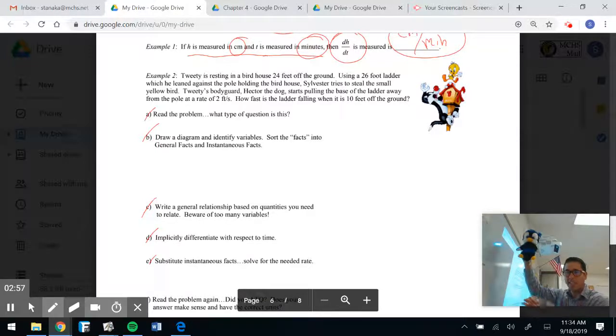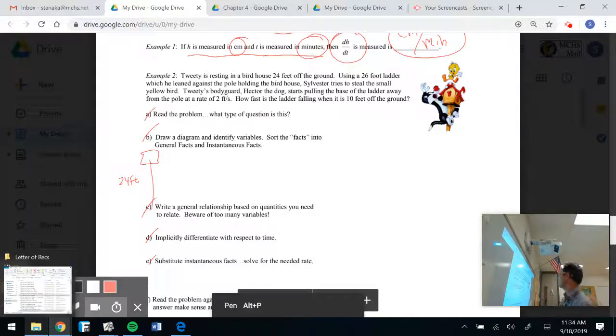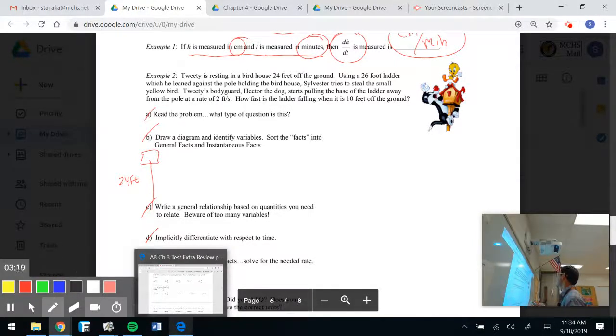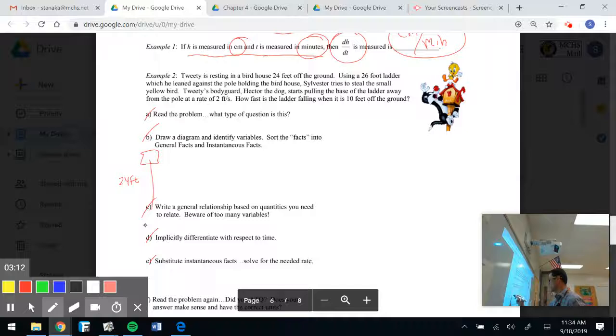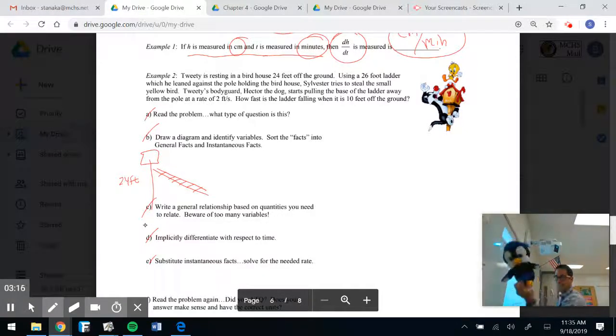Let's say we got Tweety or Homie hanging out in some birdhouse. Okay, so we got some cool birdhouse up there, and he's hanging. And that's 24 feet off of the ground. All right, and then we got our boy Sylvester, not a cool dude, that's got some ladder that's trying to get Tweety or Homie up in that box, and we'll say that's 26 feet.